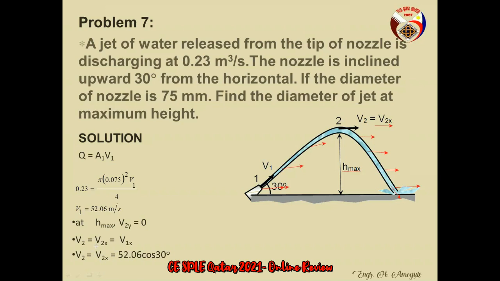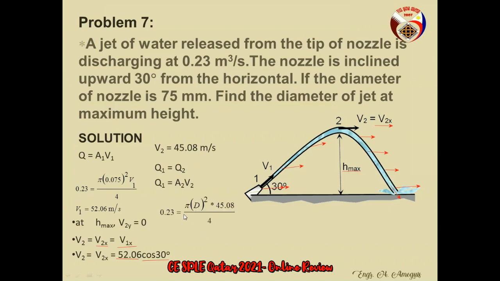V1x. V2x equals V1x. But what is V1x? V1x equals V1 cosine of 30. So, I have the V2x equals to V2, the discharge at point 2. And Q1 equals Q2, no? Solve ang area 2. Right? Q1 equals Q2 and V2 is 45.08 equals to V2x.